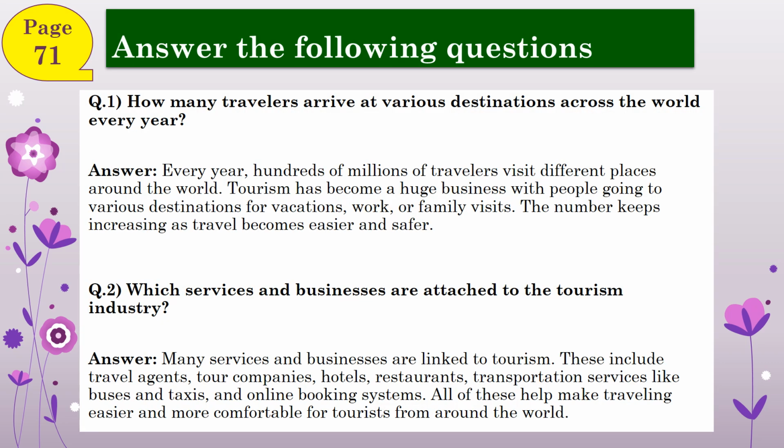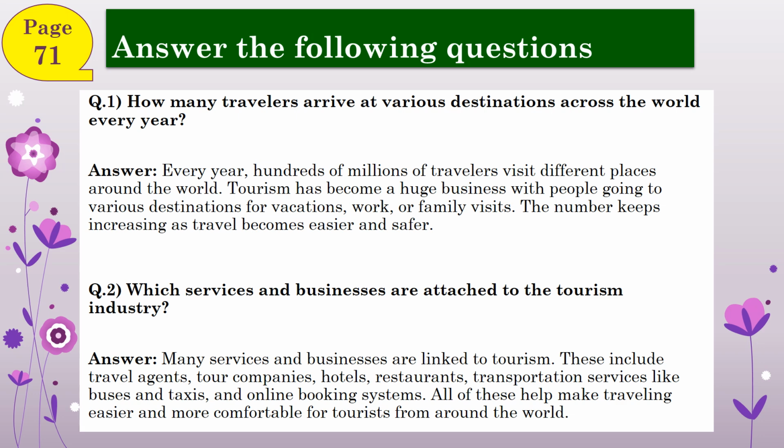Now we're on page 71, where we'll answer the first two questions from the exercise. Let's begin. Question 1. How many travelers arrive at various destinations across the world every year? Answer. Every year, hundreds of millions of travelers visit different places around the world. Tourism has become a huge industry, as people travel for vacations, work, or to visit family. And the number keeps increasing because travel is now easier and safer than ever before.